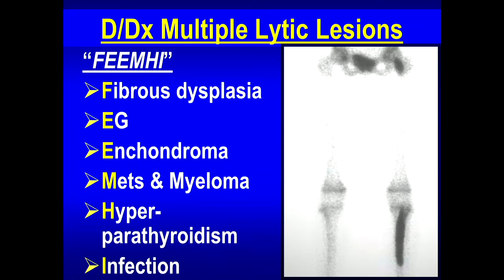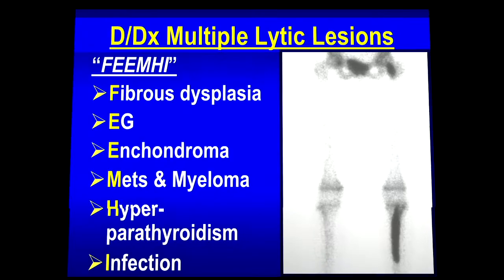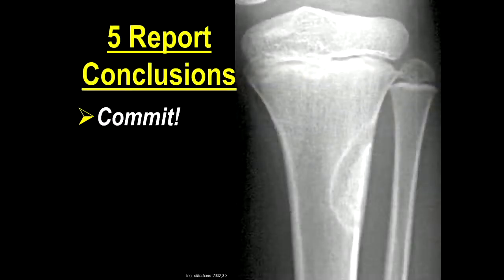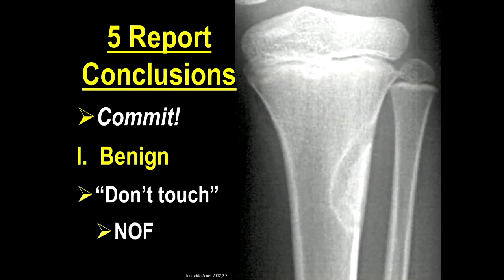And so when looking at a focal lesion in bone, keep in mind that it's not always going to be a neoplasm. Infection should be in the differential diagnosis if appropriate. So after we've gone through our checklist, we try to commit in our report to one of 5 report conclusions. Do we think it's benign? That is a don't touch lesion like this non-ossifying fibroma, a geographic lesion with well-defined margins, a sclerotic rim.